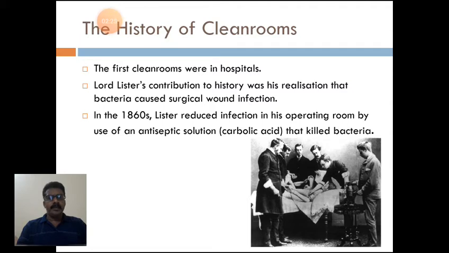In the year 1860, Lister dramatically reduced the infection in his operating room by use of an antiseptic solution. Actually, he used carbolic acid that killed bacteria. He used this on the instruments, the wound, and the surgeon's hands, and he attempted to prevent airborne infection by spraying carbolic acid into the air of an operating room.